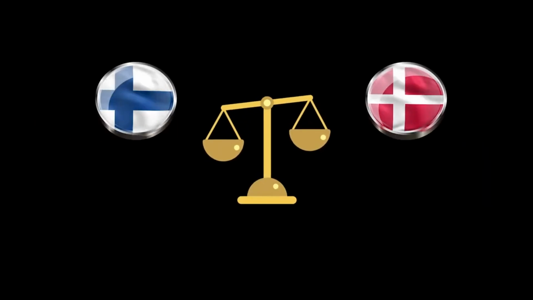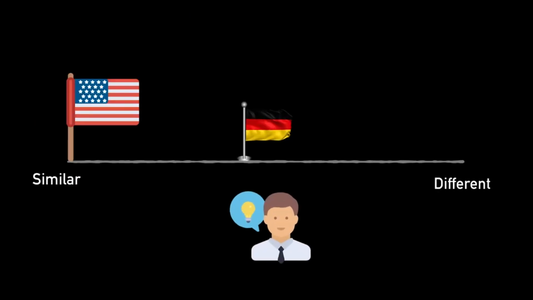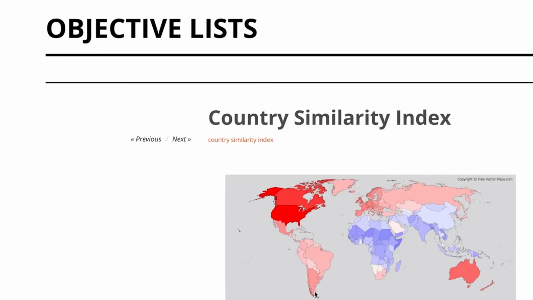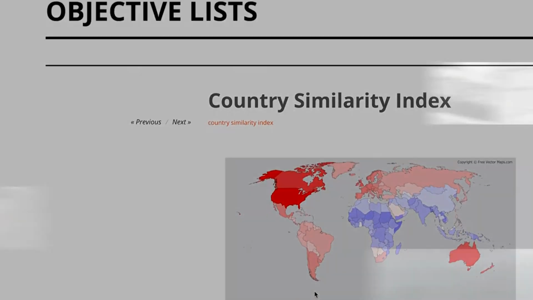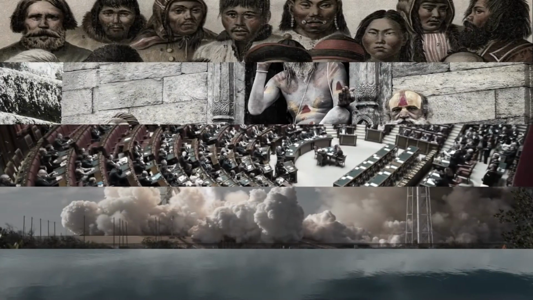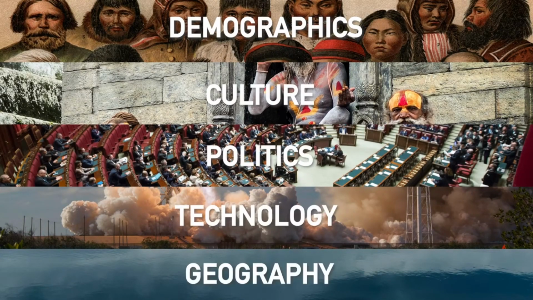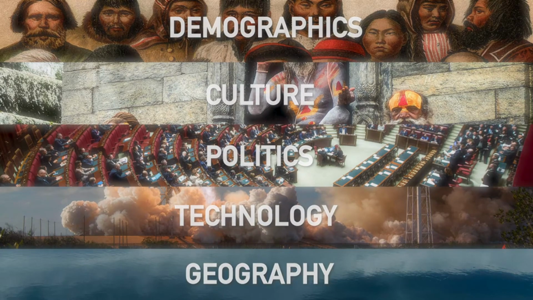I've always wondered how similar or different 2 different countries are. For example, one might intuitively know that Germany is more like the United States than Iran, but less like the United States than Canada. The index is a statistically based way to measure this. The index weights 5 major aspects of countries: their demographics, culture, politics, technology, and geography. In addition, these aspects were divided into two parts, quantity and quality.